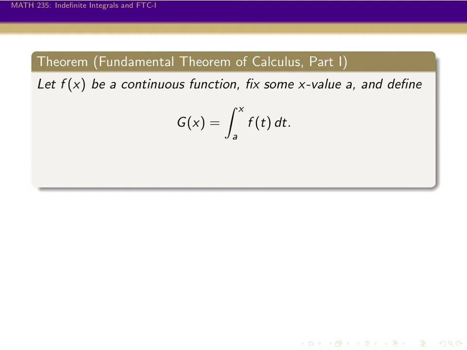So we're going to let f of x be a continuous function, and then we're going to fix some x value a, and define g of x to be what you would get if you evaluated the integral of f from a to x. Since our variable x is up in the upper bound of the integral, I can't use x as my variable of integration, so we're going to change it.